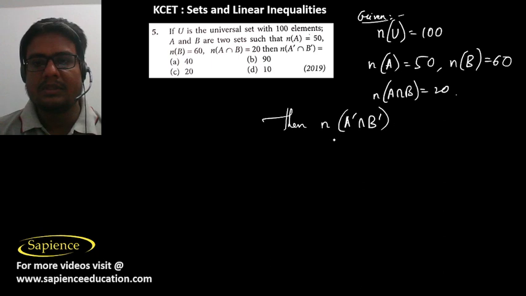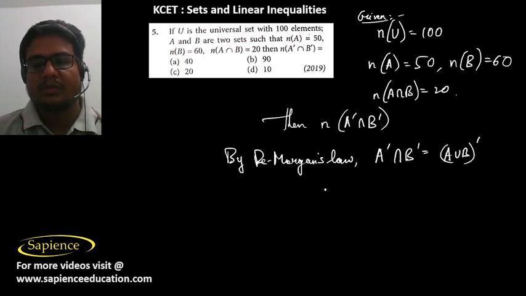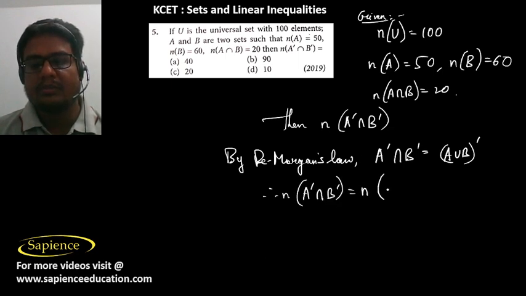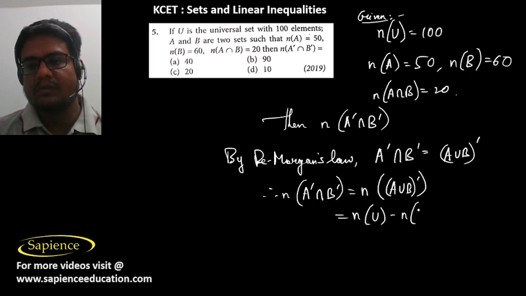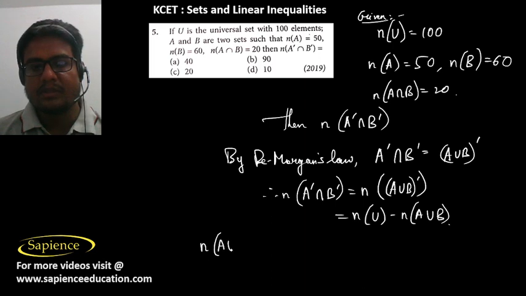So according to De Morgan's law, we can say that A complement intersection B complement is equal to A union B whole complement. So the number of elements in the set A complement intersection B complement would be equal to the number of elements in the set A union B whole complement, which is n of U minus n of A union B. So now first we have to find the number of elements in A union B.